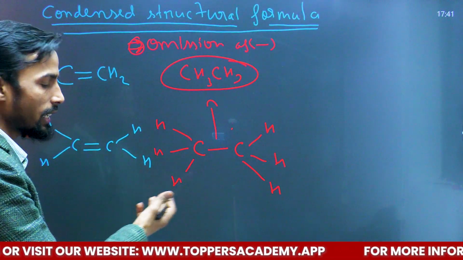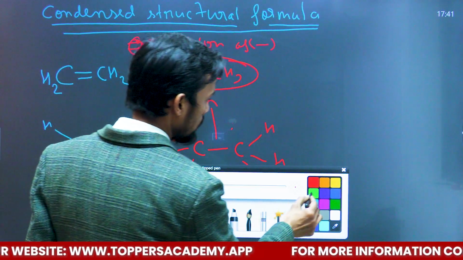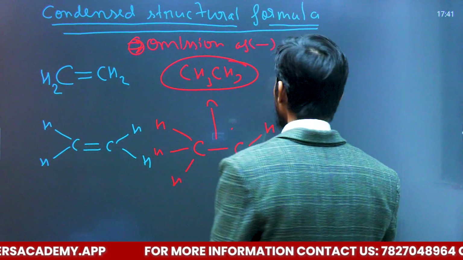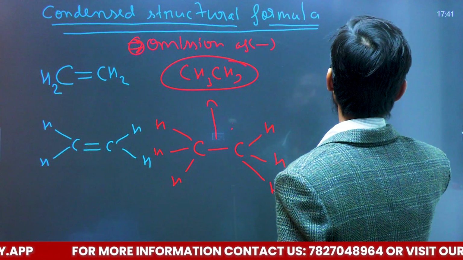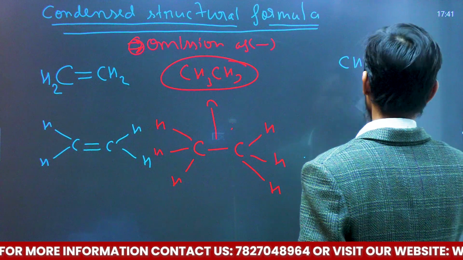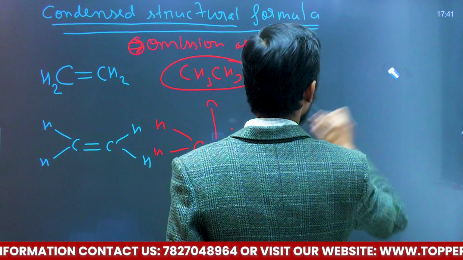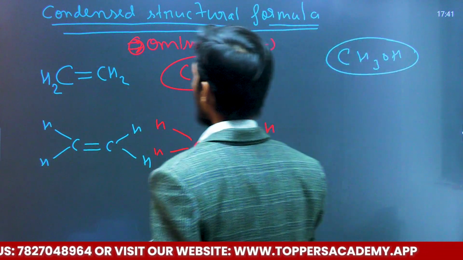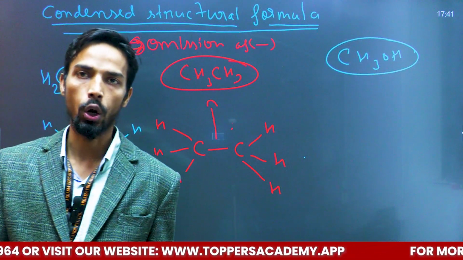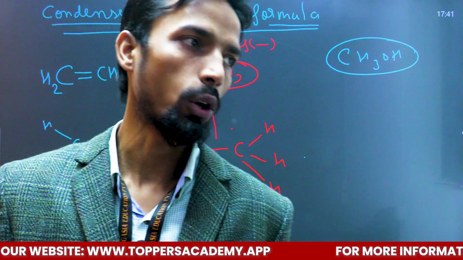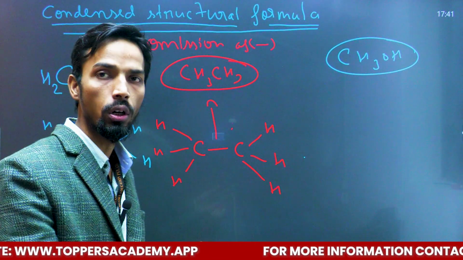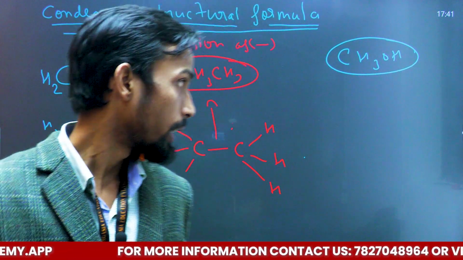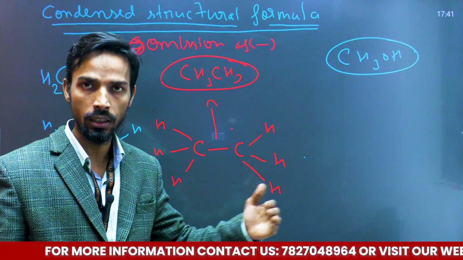Clear? Let's see some more examples of this condensed structure formula. Let's say an example of alcohol, CH3OH. This is the condensed structure formula of methanol. Alcohol is represented by OH, and all those things we are going to study in this playlist. It's only the first chapter lecture in this series.